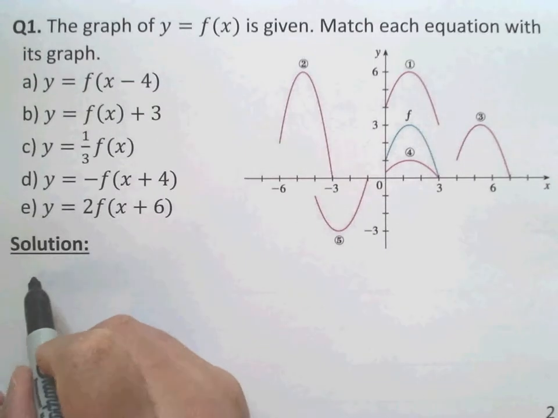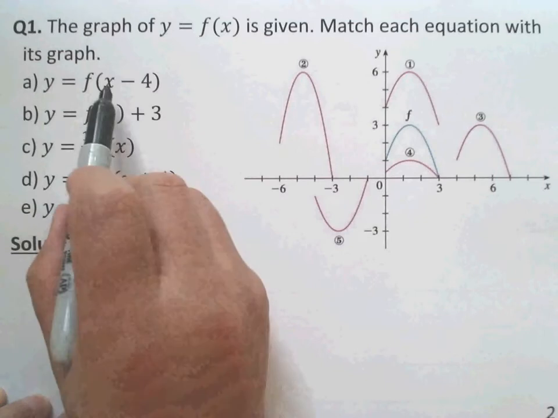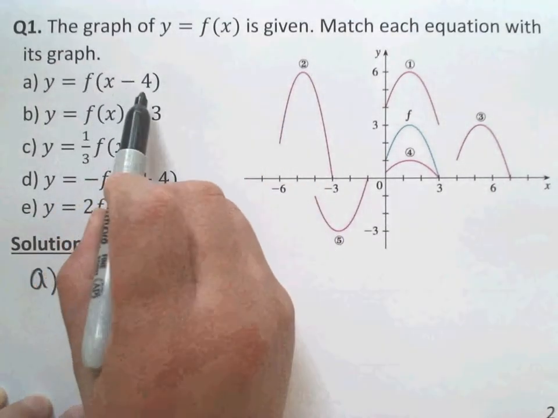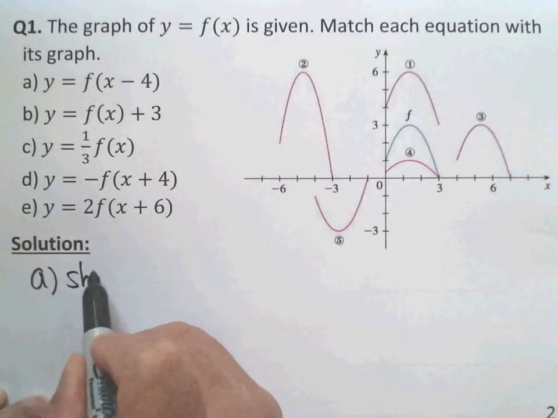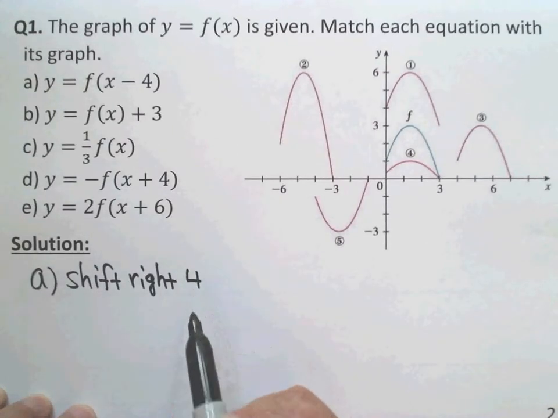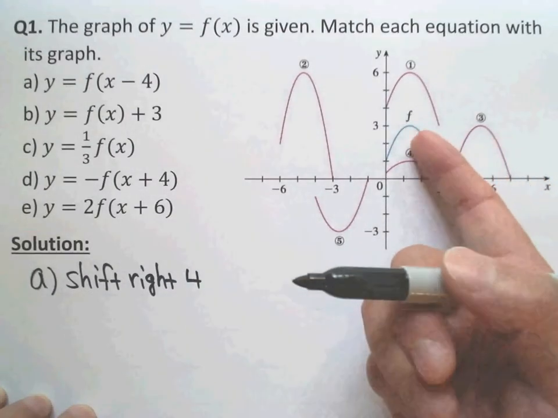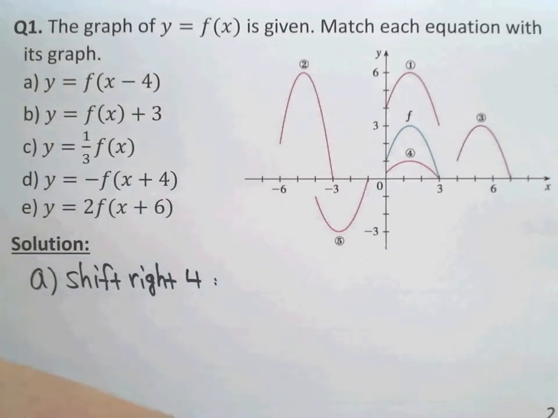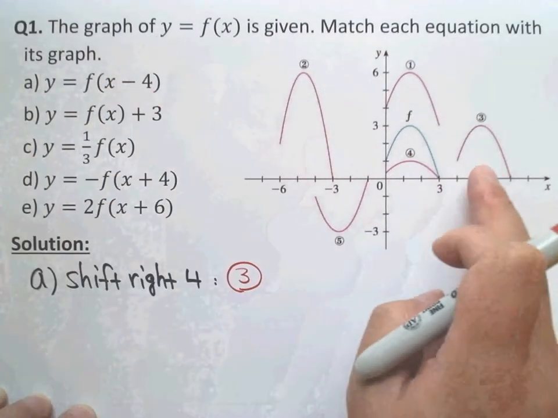For a, this function from the original is shift right 4. I simplify and just write here: from the original, shift right 4. You can imagine shift right 4 gets which graph? Shift right 4 you get 3, right? So we should get 3. The graph for this function should be the third graph.